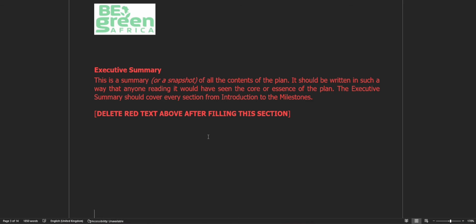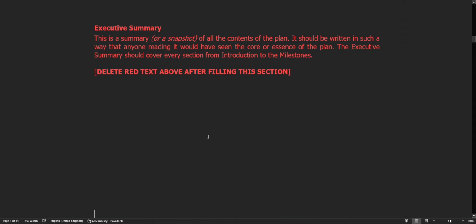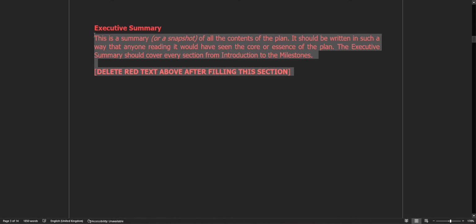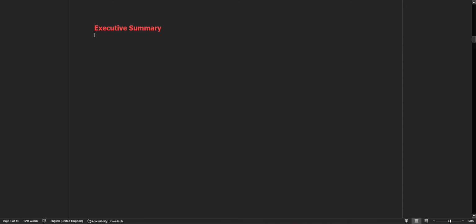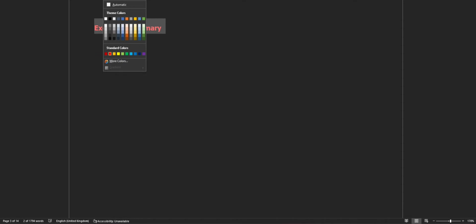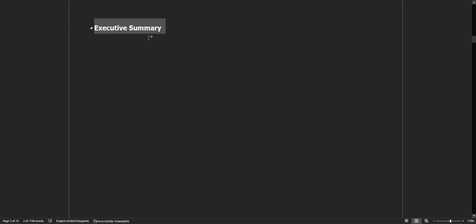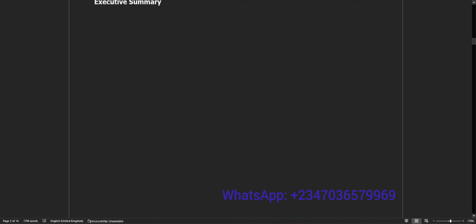Now, when you are filling this template, take a good look at what you are seeing on the screen too. You have to highlight this red. Delete it. Once it is deleted, even this red, change the background. Yes, change this background. Change it to something like this. Then you now type. That's what to do. You can see a sample on the screen.